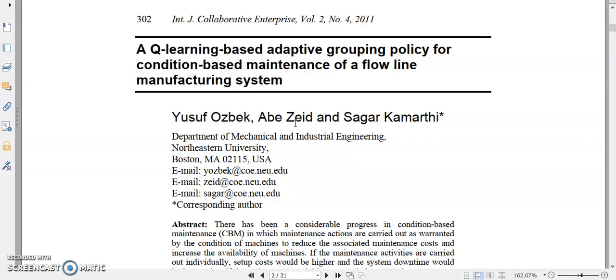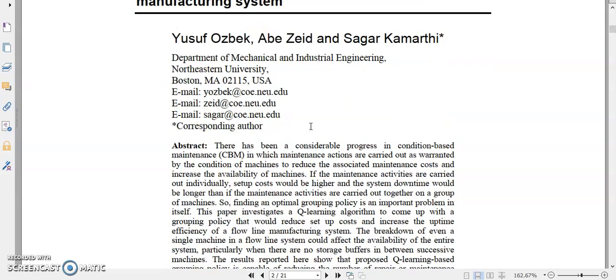So let's have a look at one journal paper published in 2011 entitled A Q-Learning-Based Adaptive Grouping Policy for Condition-Based Maintenance of a Flow Line Manufacturing System. So basically the paper would like to solve the maintenance issue for a flow line manufacturing system.